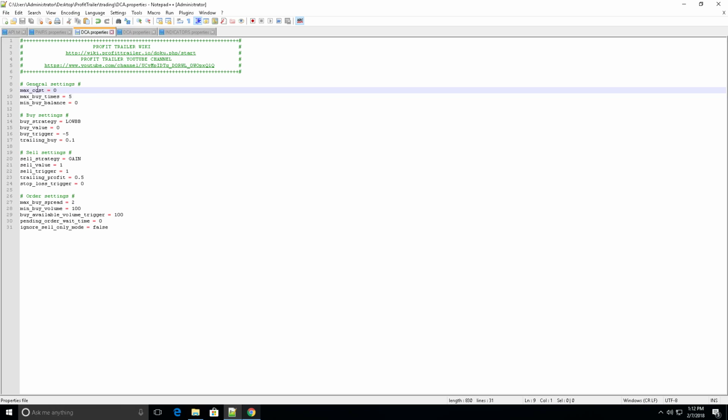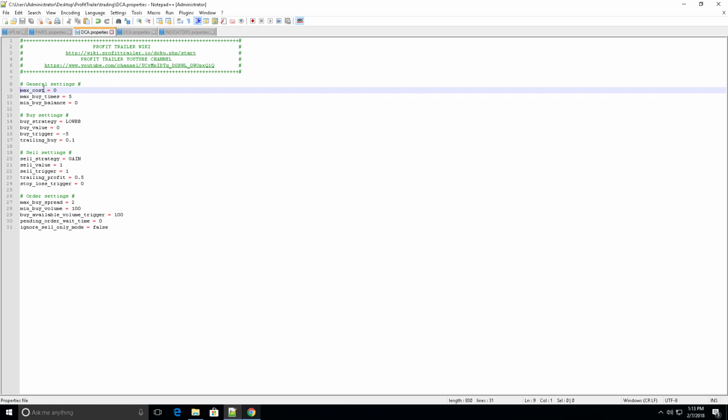All right, so max cost. Max cost is an amount, and if you trade in BTC, all of the values regarding maximum balance or the maximum money ProfitTrailer can use are based on the market you are trading in. So if you are trading in Bitcoin, it's going to be BTC, Ethereum is going to be ETH, and USDT is going to be in USD value.